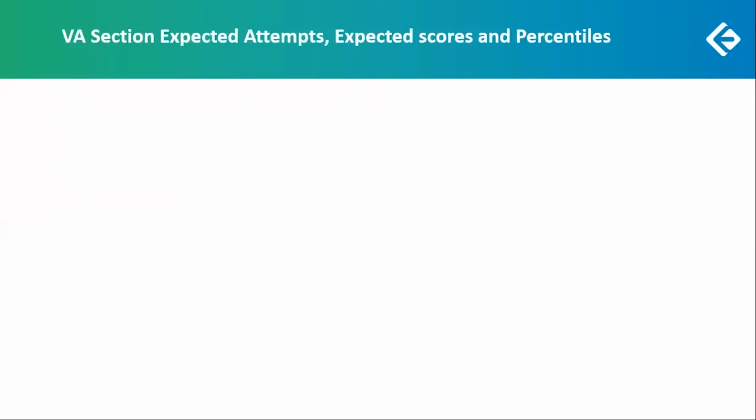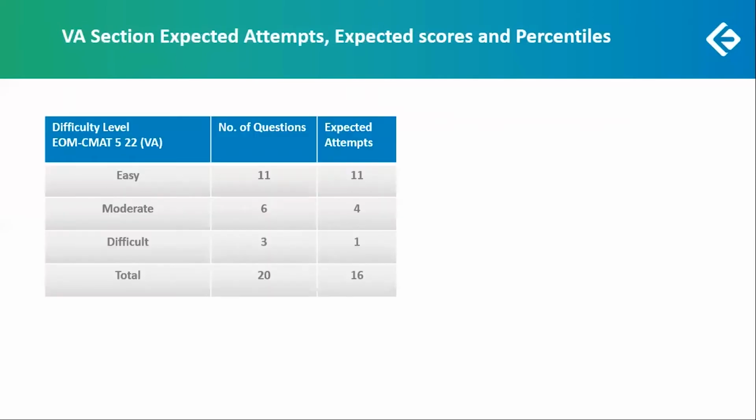Overall, if you look at the expected attempts scores, we are looking at 11 easy questions, 6 moderate level questions, and 3 difficult questions. So we're looking at 11 easy questions. You should have 100% accuracy. Out of 6 moderate questions, you could have attempted 3 to 4 questions, and out of 3 difficult questions, you could have attempted 1 correctly.